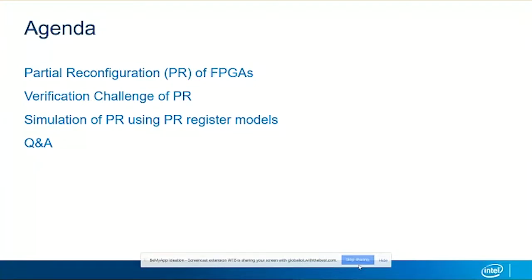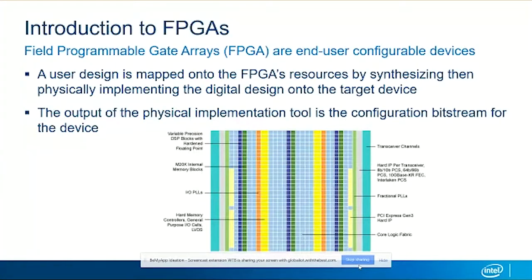So starting with an FPGA. A field programmable gate array enables you to create custom logic and implement it in the device. So it gives you a lot of flexibility. Effectively, the design that you create is mapped directly onto the FPGA resources by synthesizing them into the physical implementation on the device. And what you really get is a configuration bit stream to program the device.